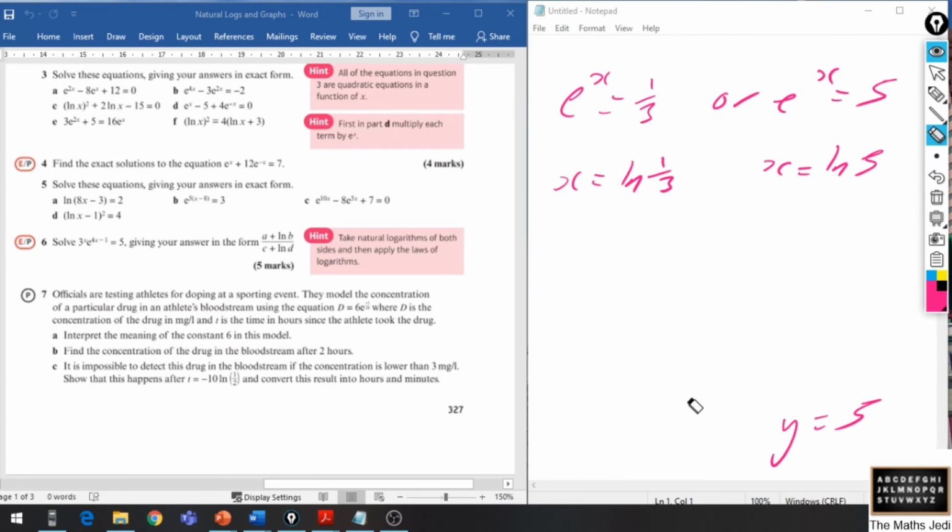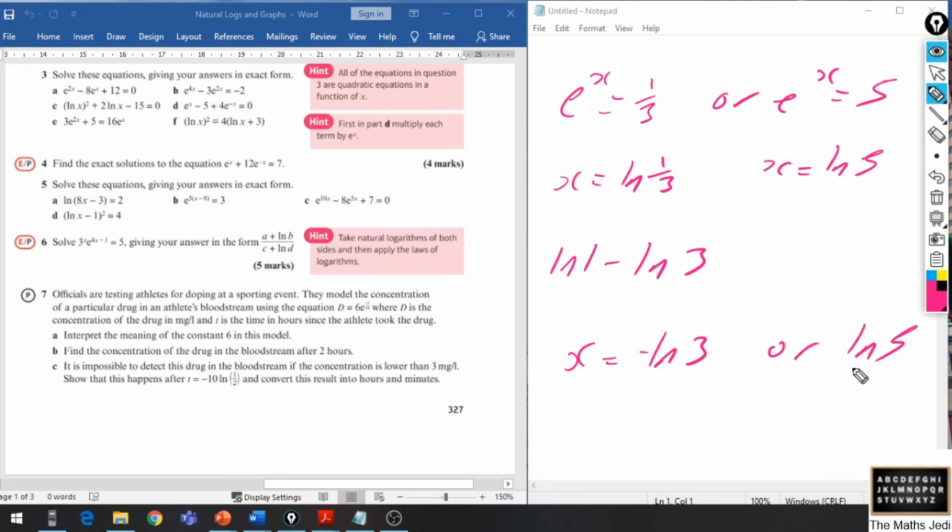Now, if you remember the second rule of logs, where you take away logarithms, you can actually subtract them. Log of a third is the same thing as log 1 minus log 3, and log 1 is 0, so 0 minus log 3. So it's going to be x equals minus log 3, and I suspect the answers will say that in a moment, and then log 5. Those two answers are fine.